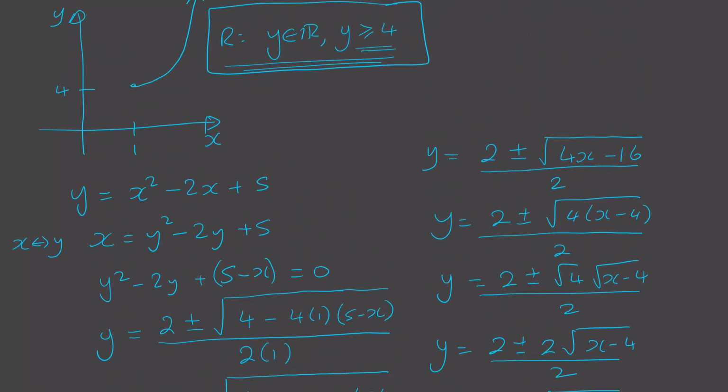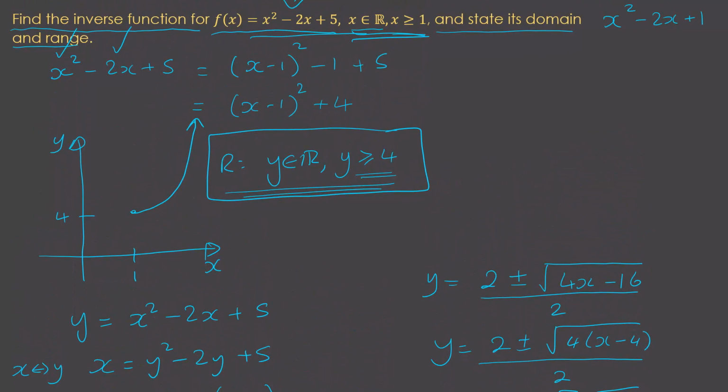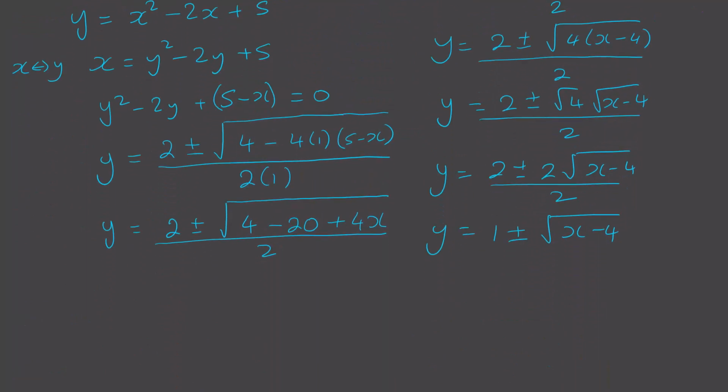Now, if we go back up here, the domain for the original function is x is greater than or equal to 1. That needs to be the range for our function. And to have values greater than or equal to 1, we need the plus, not the minus. So we can say the inverse function is 1 plus the square root of x minus 4.